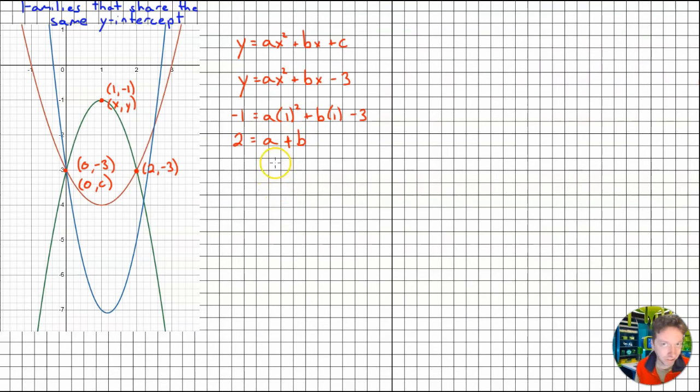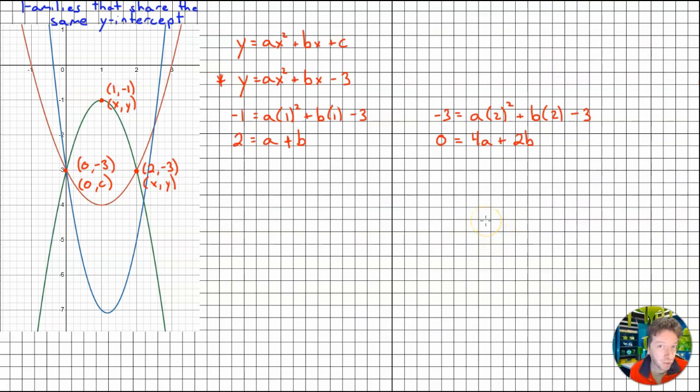Okay, so I can't solve for either a or b. That's two unknowns. So what we're going to do is substitute our next point for x and y back into this equation. And let's do this on the side here. So y equals negative 3, so that equals a times 2 squared plus b times, again, x is 2, minus 3. So if I bring the minus 3 over by adding it to both sides, we end up with 3 minus 3, which is 0, which equals 2 squared is 4, so 4a plus 2b.